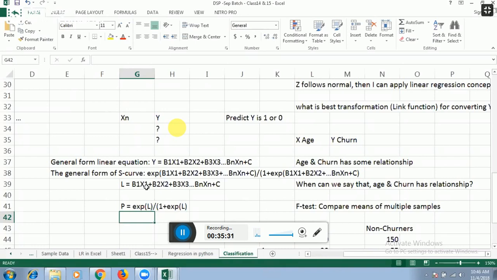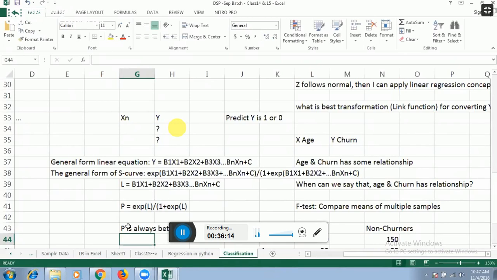Chandra, can you please repeat this formula? What is P? I'm saying that this is the general form of the sigmoid curve, and I'm calling the output P. I don't know anything else about P, but the only thing I know is that P is always between 0 and 1, correct? This is the only thing I know, based on the formula. So this is the one concept you should keep.